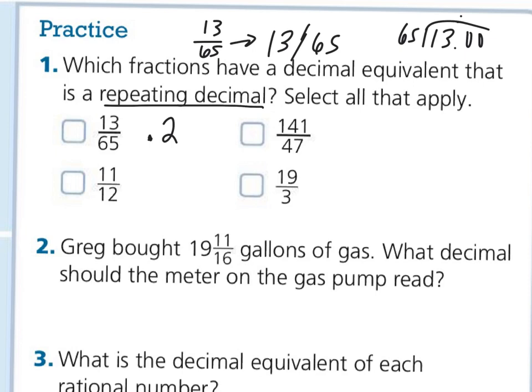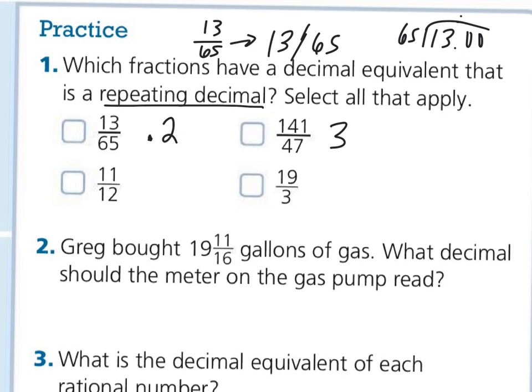If we look at the next one over, we've got 141 over 47. If you divide that out, then you will get 3, and that's not a repeating decimal. There's not even a decimal there to begin with, so obviously not a repeating decimal.